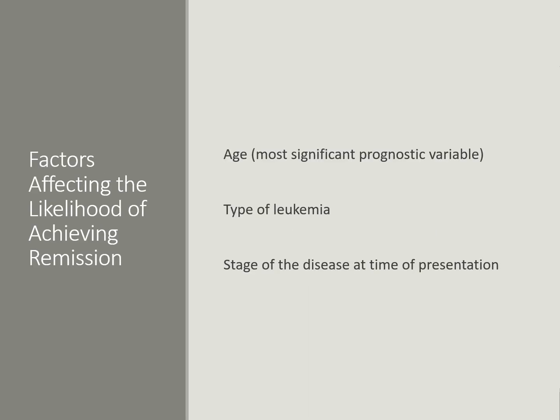And there are different factors that will determine whether or not there's a good likelihood of someone achieving remission in leukemia. Age is the most significant prognostic variable. The very young and the very old are probably people we're going to have the most difficulty getting into remission, especially older patients. The chance of remission in much older patients is far less. It also can depend on the type of leukemia. And it definitely depends on the stage of the disease at time of presentation. So the more advanced the leukemia, the more difficult it will be to attain remission in these patients.